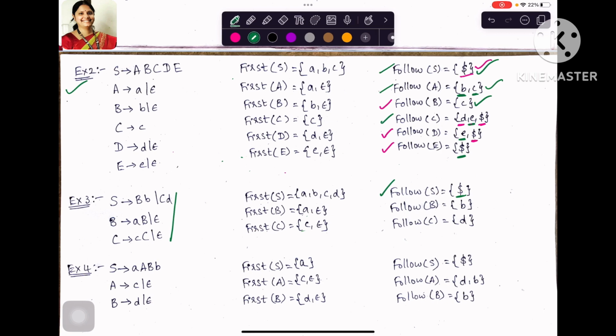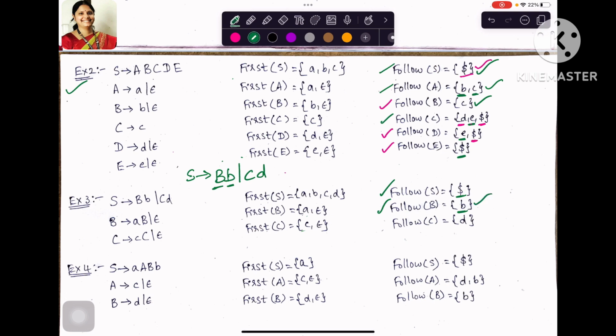We don't find S in the right hand side of the productions, so we place only dollar. Next we will calculate the follow of B. We should find where B is present in the right hand side of the productions, that is S produces BB slash CD. So follow of B is small b. This is a terminal, so directly we can write it in the result.